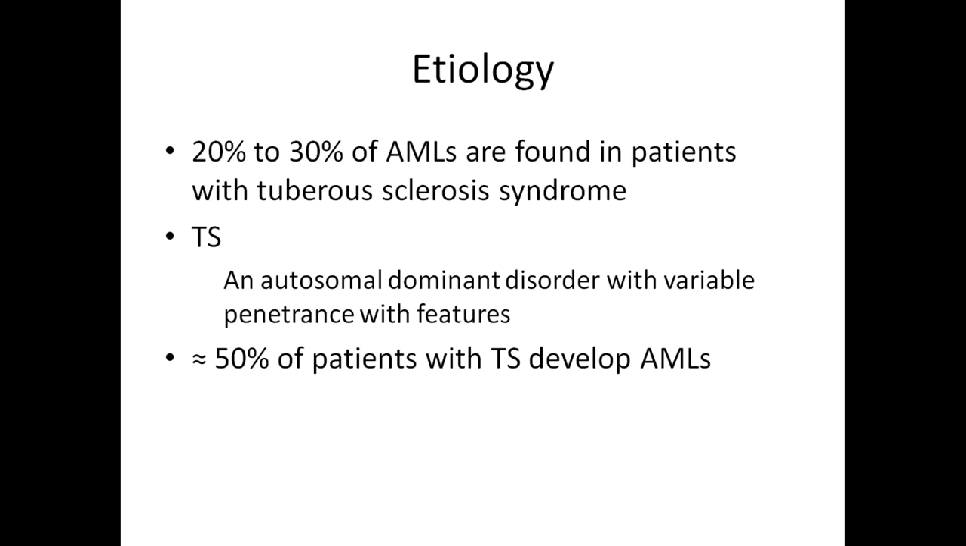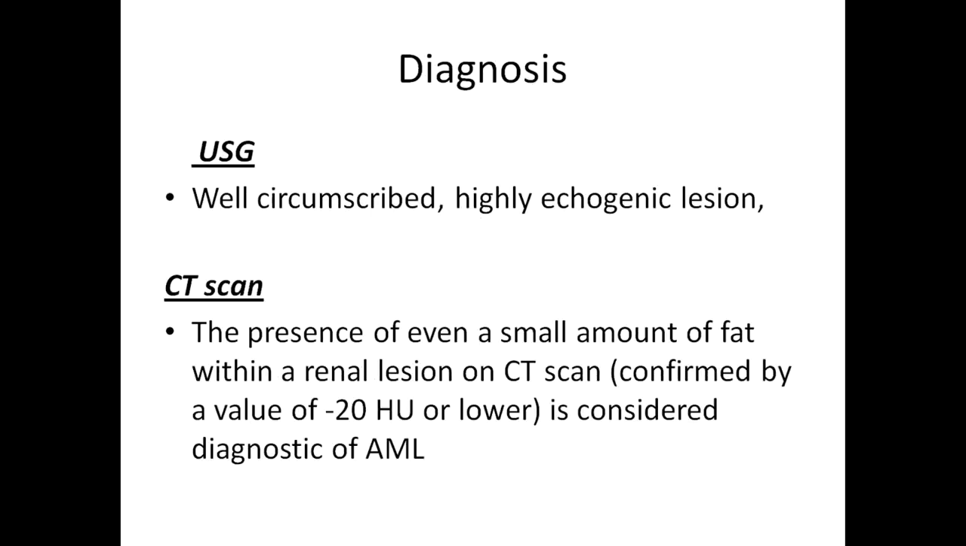But in tuberous sclerosis, there is a classical association with multiple angiomyolipomas bilaterally in the kidneys. On ultrasound, you can see a well circumscribed, highly echogenic lesion because of the fat content. Fat is highly echogenic, so because of the fat, the ultrasound will be highly echogenic.